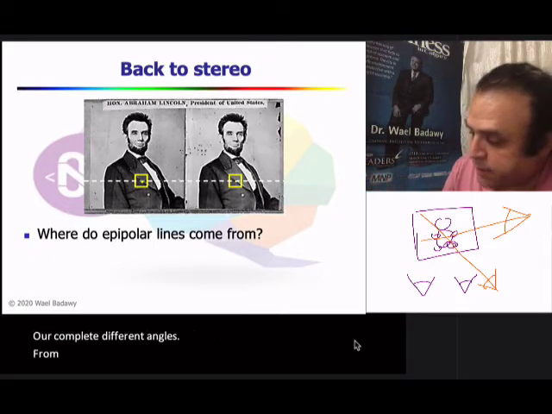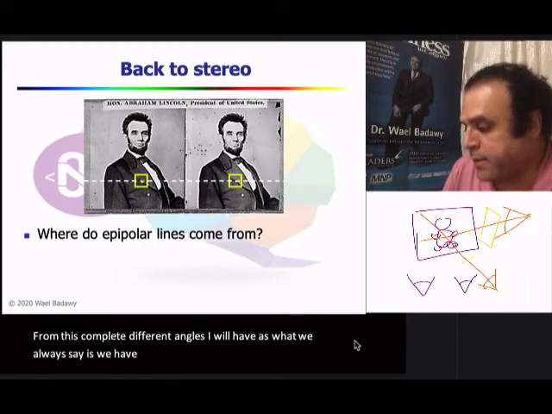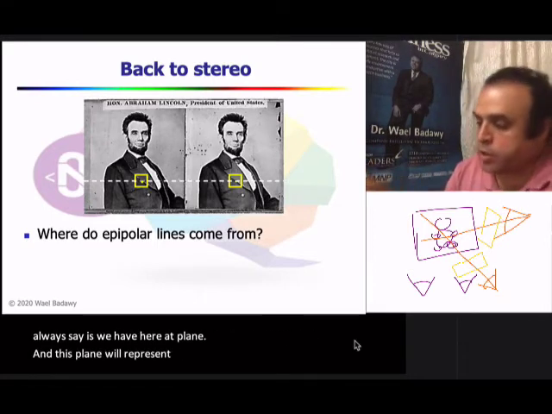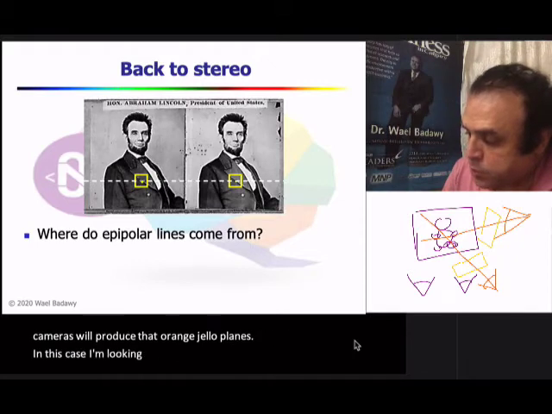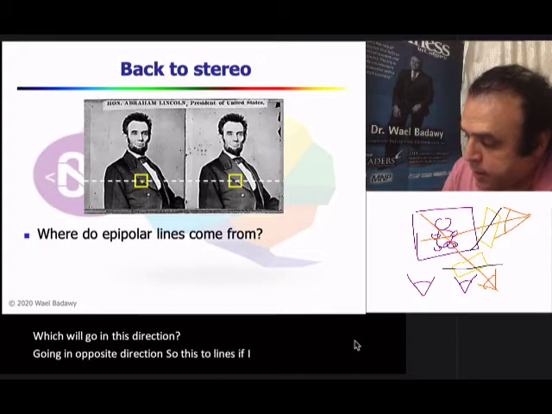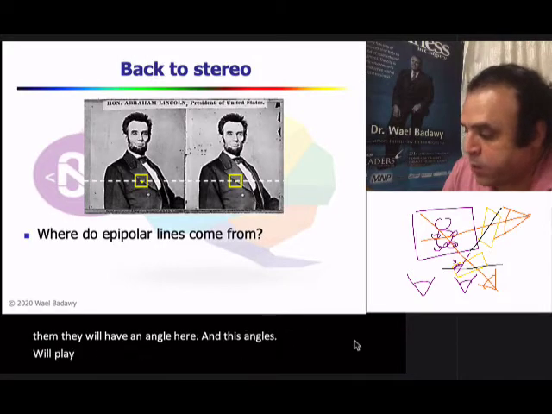From these completely different angles, as we always say, we have a plane here, and this plane will represent the image. So the orange cameras will produce the yellow planes. In this case, I'm looking for similarity. So if I have a line here which goes in this direction, this line might be here going in an opposite direction. So if I extrapolate these two lines, they will have an angle here, and these angles will play a role, and they can also have some sort of difference between the two.